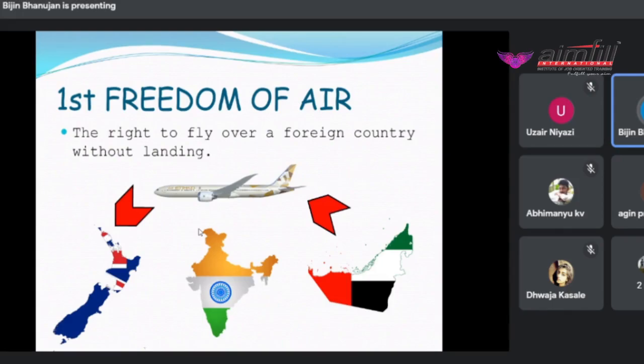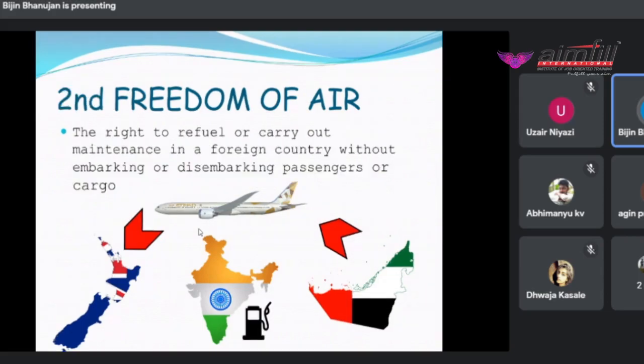The second freedom of air is the right to refuel or carry out maintenance in a foreign country without embarking or disembarking passengers or cargo. So we'll take the same example, that is Etihad Airways is operating from Abu Dhabi to Auckland, but India has granted them permission to land only for technical reasons, that is either fueling or maintenance. They are allowed to land and finish up their maintenance procedures and move on. So no passenger embarkation or cargo embarkation will be allowed. That is no revenue generation for Etihad from Indian side. So this is the second freedom of air.